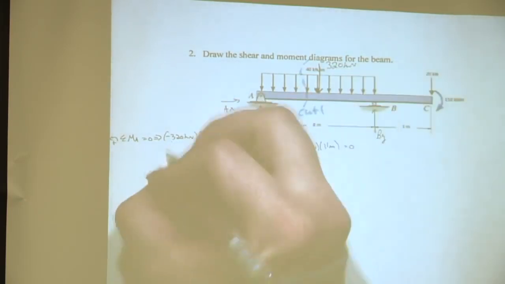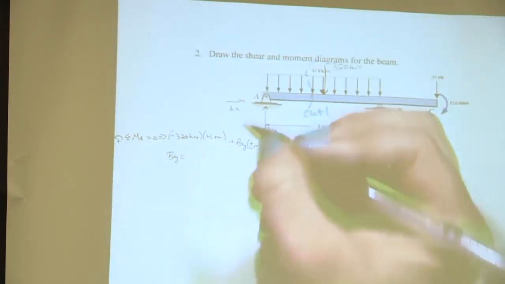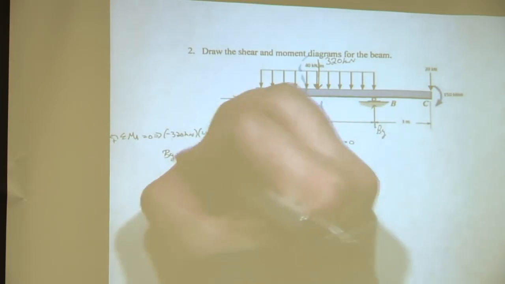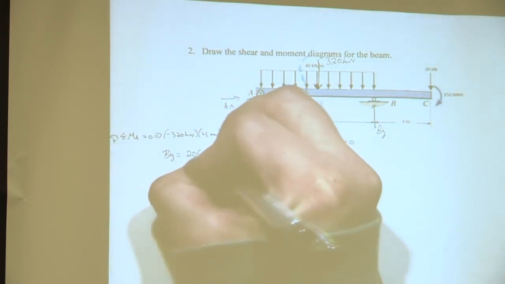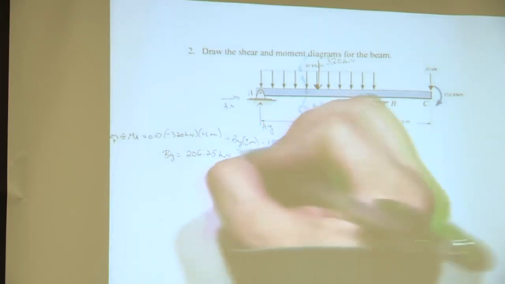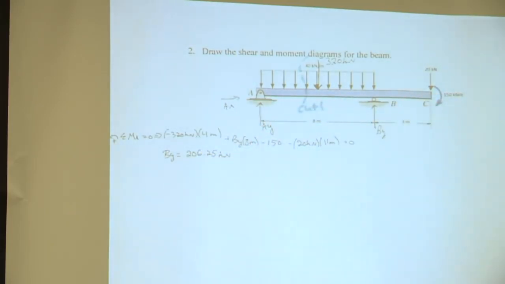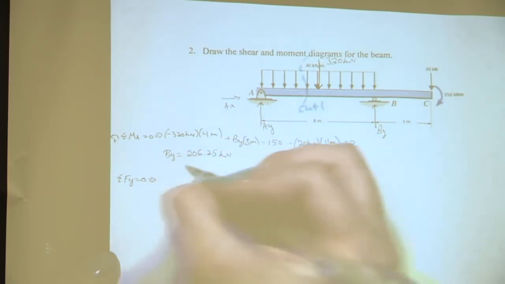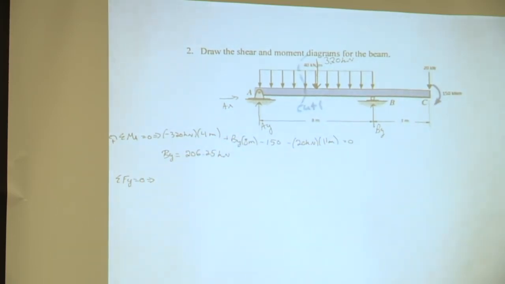Awesome. Okay, so if we solve for BY, what do we get? 206? Yep, 206.25. And what units does it have? Kilonewtons. Awesome. Okay, so we solve for BY. Now, how do we solve for AX or AY? Sum of force in the y? And which one can we solve for this way? AY. Awesome.